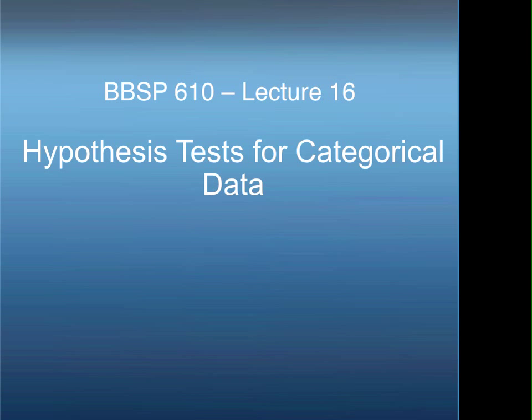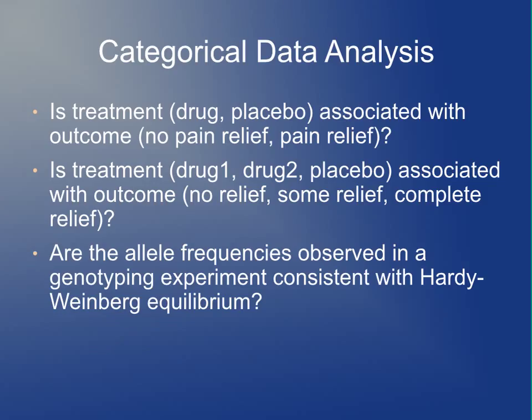This is lecture 16 in BBSP 610. We'll be discussing hypothesis tests for categorical data. Thus far, we've primarily discussed hypothesis tests for means and proportions, basically things with continuous data. Well, actually, in a certain sense, proportions are categorical data, but we won't worry about that for now. I don't want to confuse you too badly.